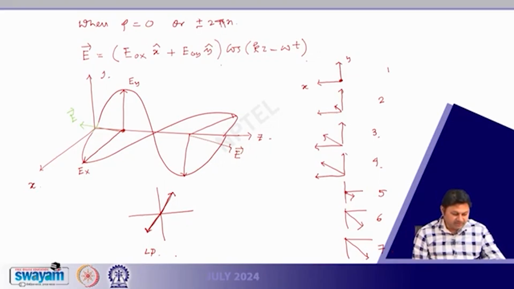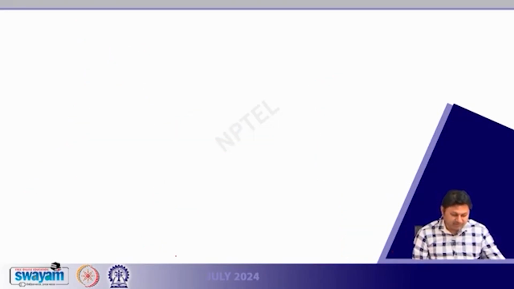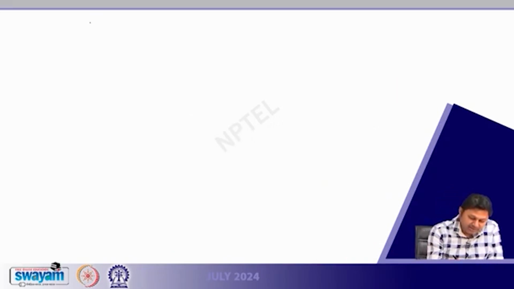However, if the phase is no longer 0, then the scenario will be different, and this will be a different case, and here we call it circularly polarized light.